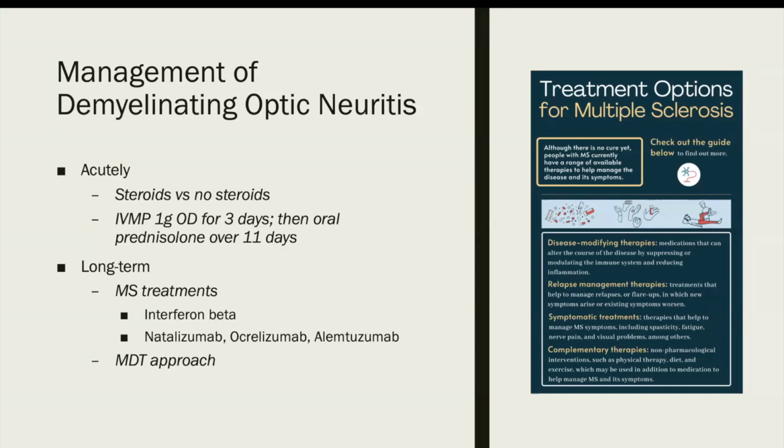So with MS, you're thinking about things like interferon beta. There's all sorts of monoclonal antibodies that can be used, and they all come with their own risk profiles. And there's definitely an MDT approach to these patients between the ophthalmologist, the neurologist, and occupational therapists as well, depending on how bad the systemic disease is. But there's lots of different things to consider when managing it.